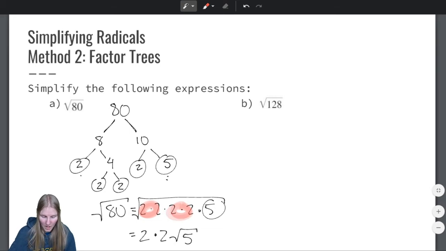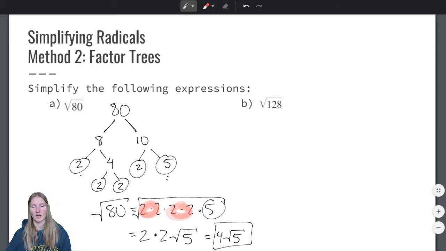So, 2 times 2 is 4. We get 4 times the square root of 5. And that's our final answer. If we wanted to simplify the square root of 80, it is 4 root 5.